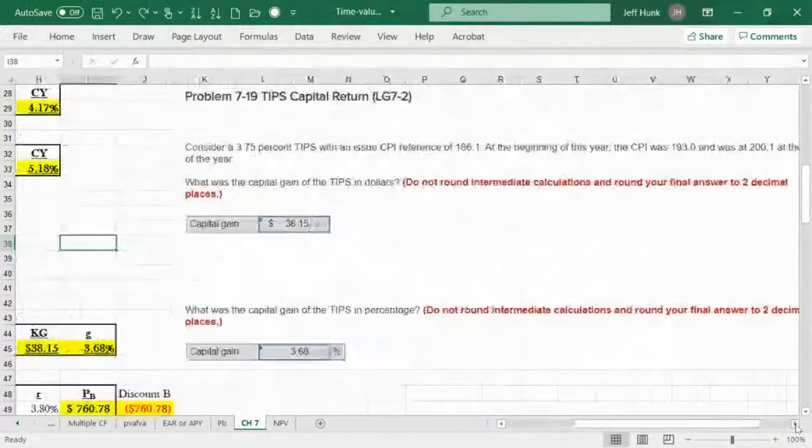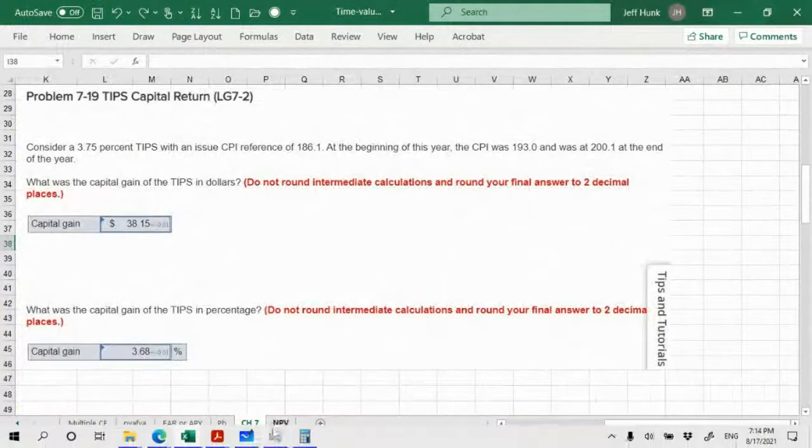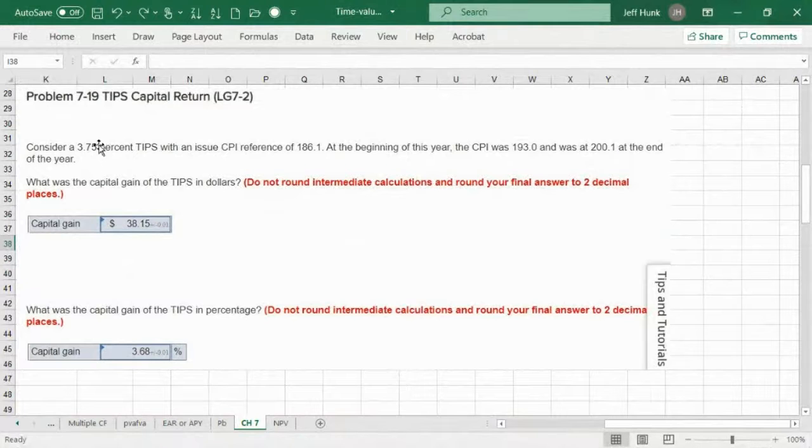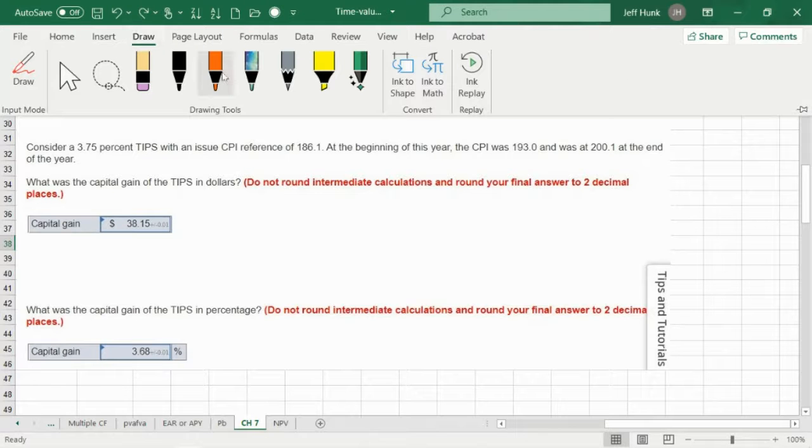TIPS. Okay, so let's take a look at this. Consider a 3.75% TIPS with CPI reference of 186.1.